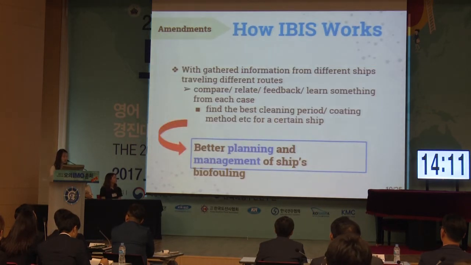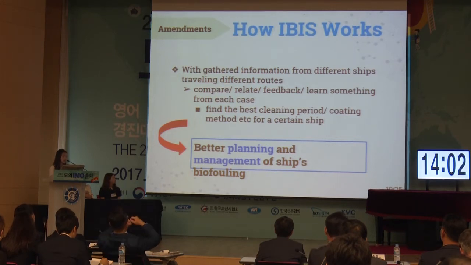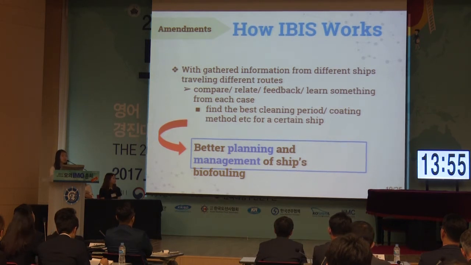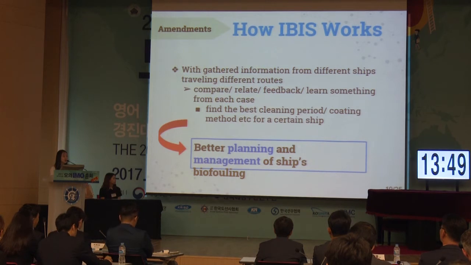How the system essentially works is by gathering information through the record book and sharing it with the nations that are currently taking part in the IMO. And with this gathered information from various types of ships traveling different routes, we can analyze it in order to learn from each case. For instance, we can find the best cleaning period or the best coating method for a specific type of ship. And the reason that we cannot do so currently is because we don't have enough information to do so.